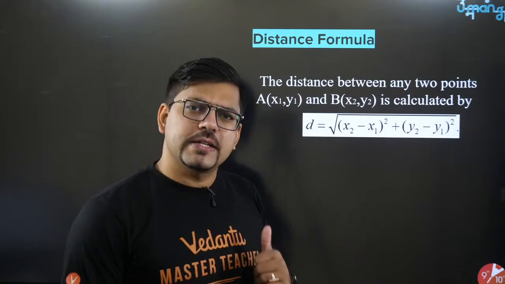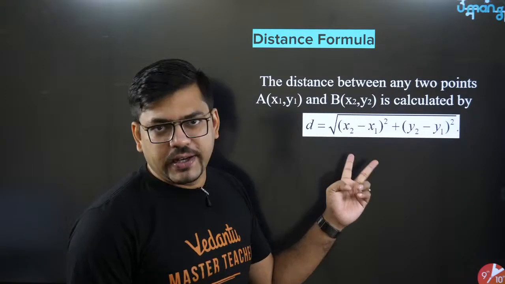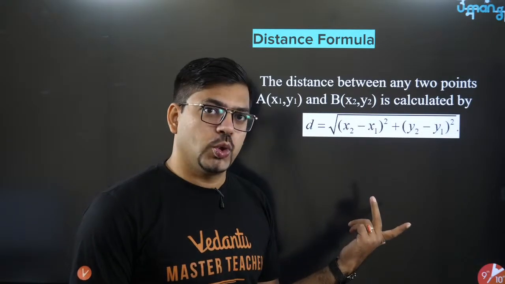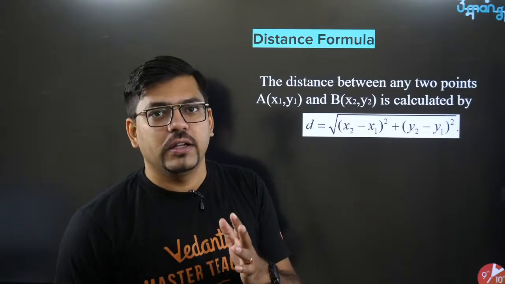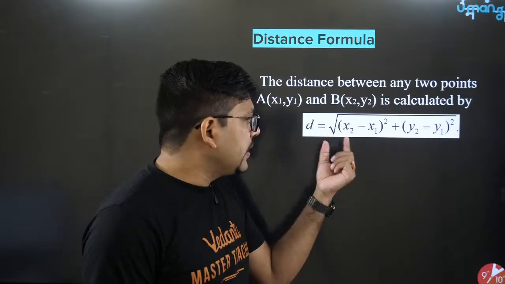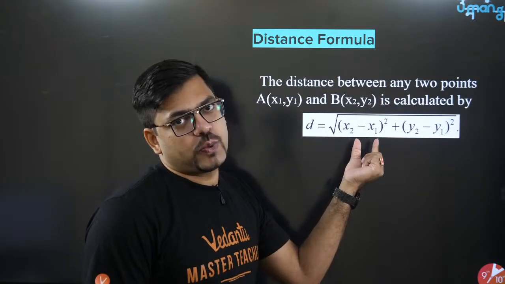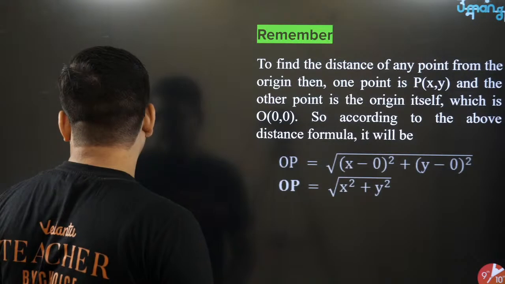Now here, there is a lot of confusion. Students most of the time think, sir, is it x2 minus x1 or is it x1 minus x2? Or can we write both? The answer is that you can write anything. You simply have to remember one thing: root under the difference of x coordinates squared, plus the difference of y coordinates squared. I'll tell you why I'm saying this.